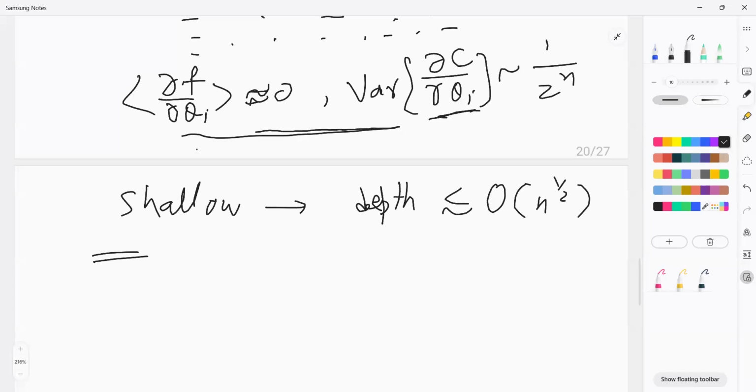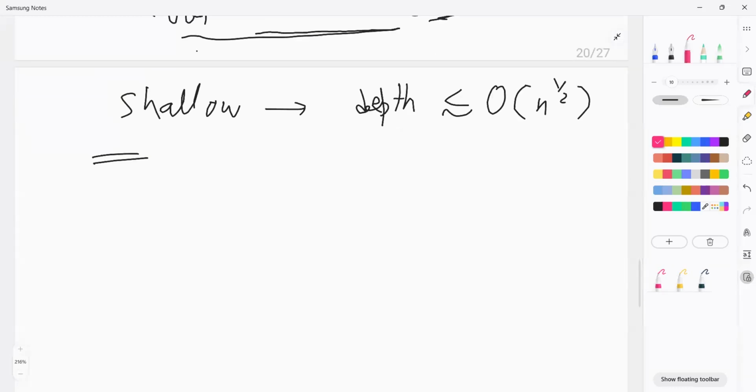Any questions before we implement it in a code? There's a question: could not get the concept of barren plateau for deep and shallow circuits. So let me try to explain it again.